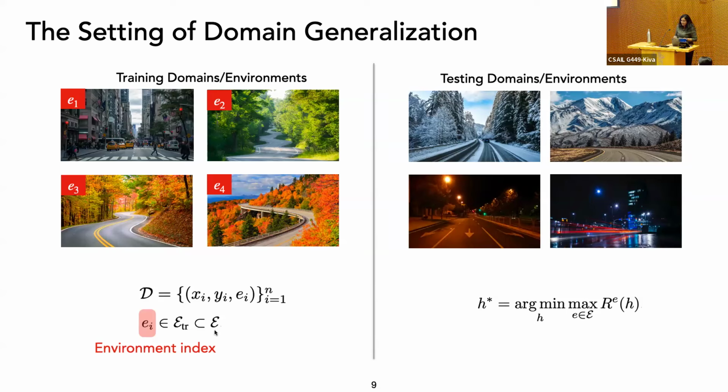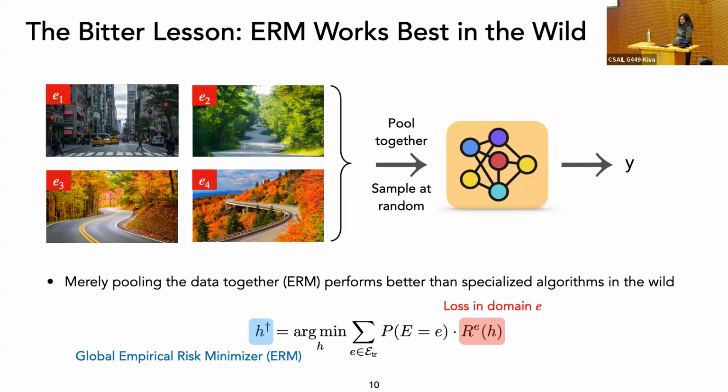And what makes this task very challenging is that because you don't have access to these test environments, you still need to train a model that minimizes the worst case risk and generalizes well. So in this setting of domain generalization, the bitter lesson so far is a simple empirical risk minimizer, or an ERM, works well when tested across a range of benchmarks in the wild.